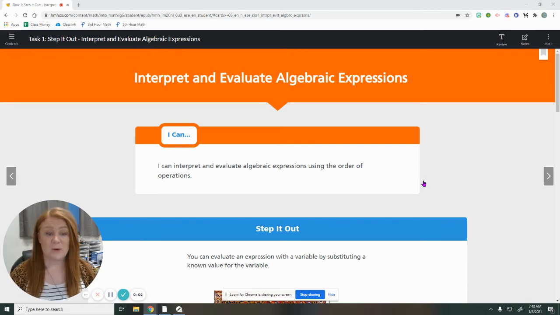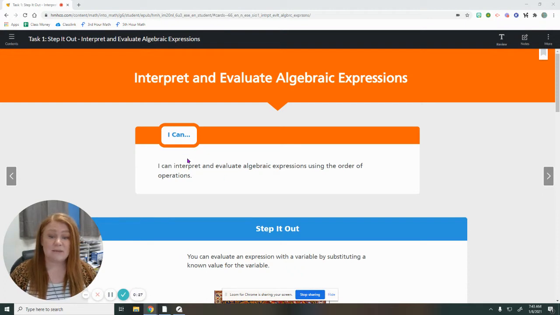This video is going to be going over lesson 8.4. So yesterday we worked on writing an algebraic expression. If you'll remember, an algebraic expression needs an operation, it can have numbers, and it also has a variable, and expressions are just the problem part. It's not the answer, so no equal sign.